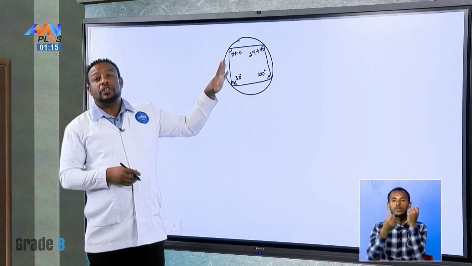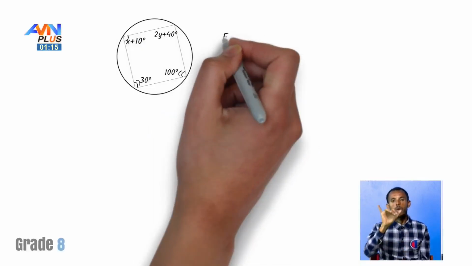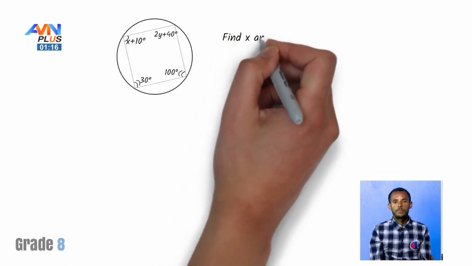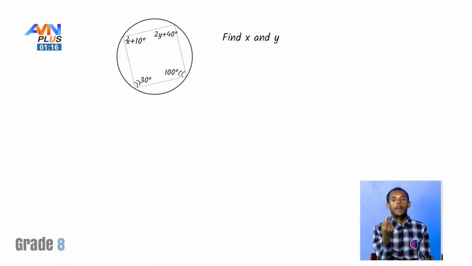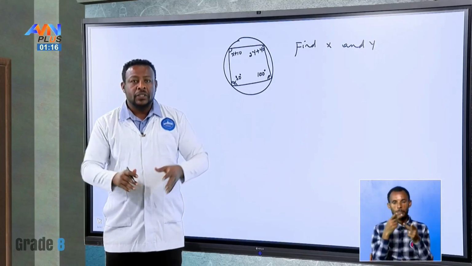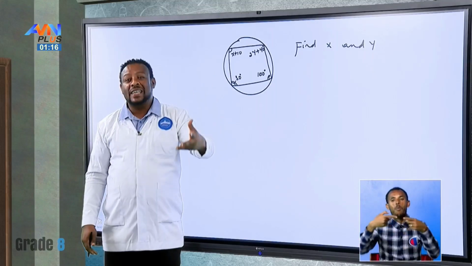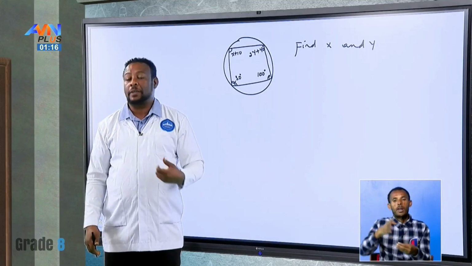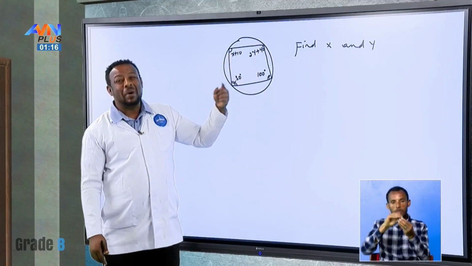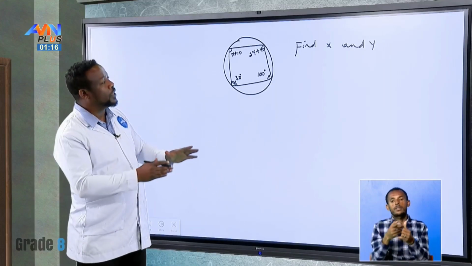Based on this information, if you are asked to find x and y, you need to apply the concepts that we already observed, right? So you need to remember the pairs of opposite angles in a cyclic quadrilateral are supplementary. That means the sum of these two must be 180 degrees, right? That is the first step that you need to write.